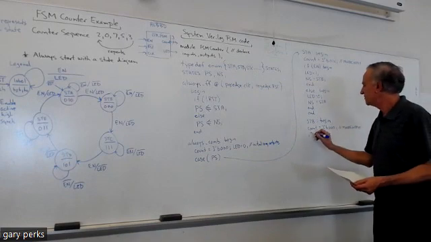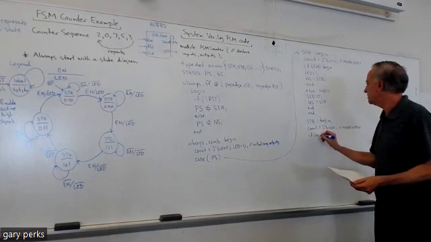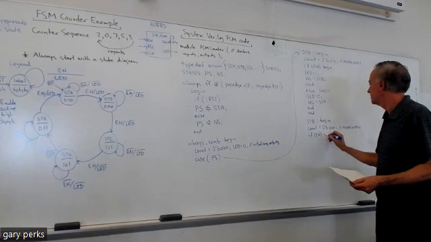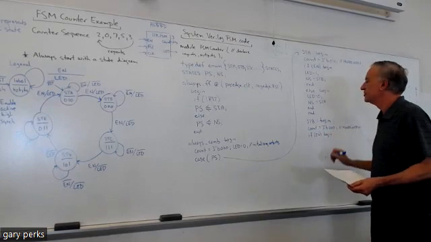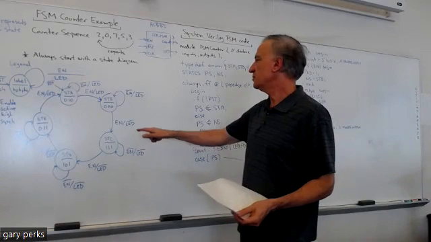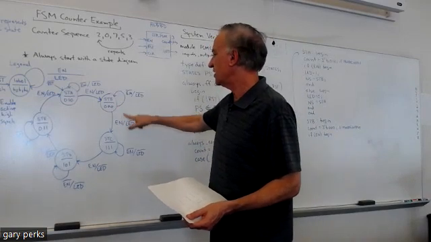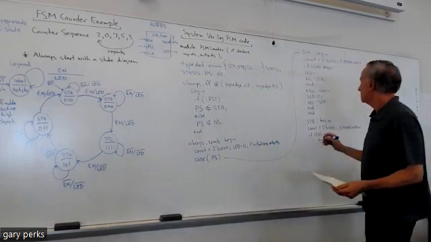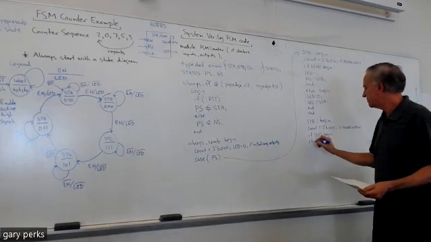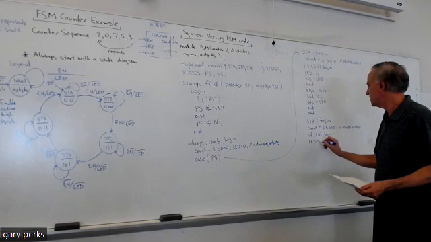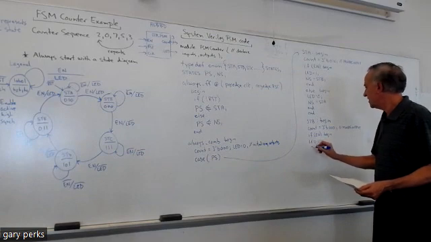Okay, then we have if enable high. So if enable is high, we want the LED to be off, and we want to go to state C. So the LED would be off, LED 0. The next state would be state C.